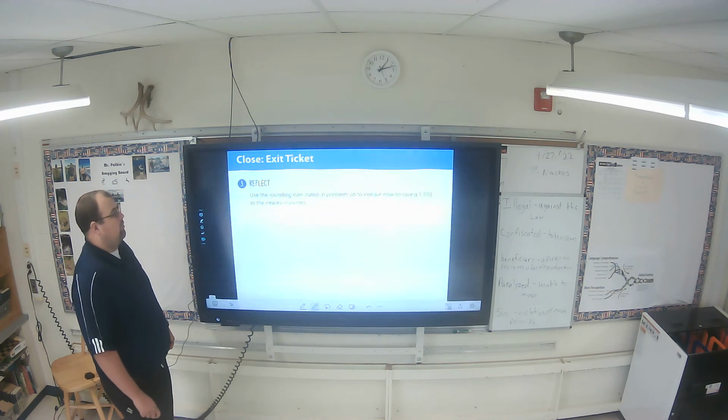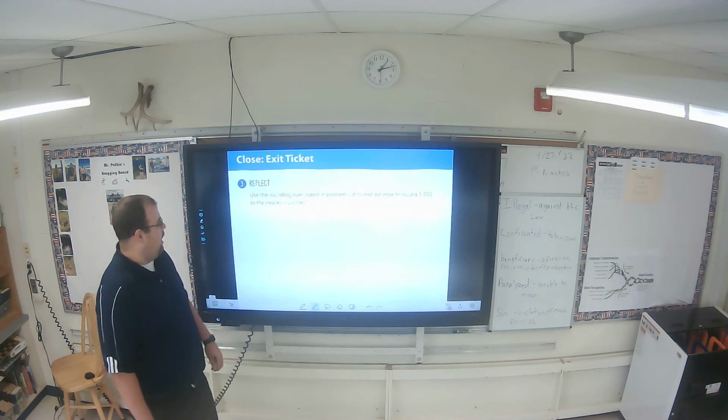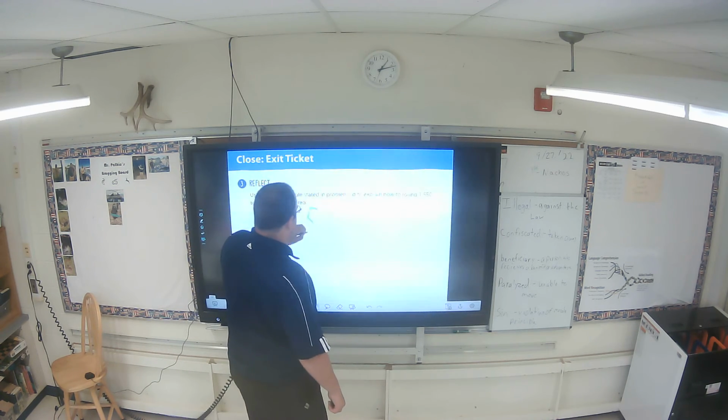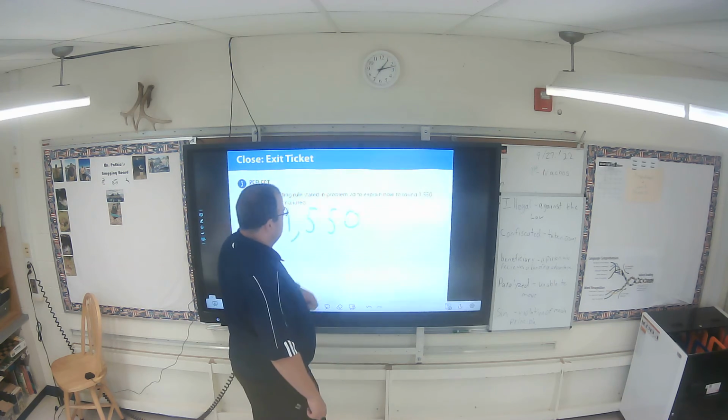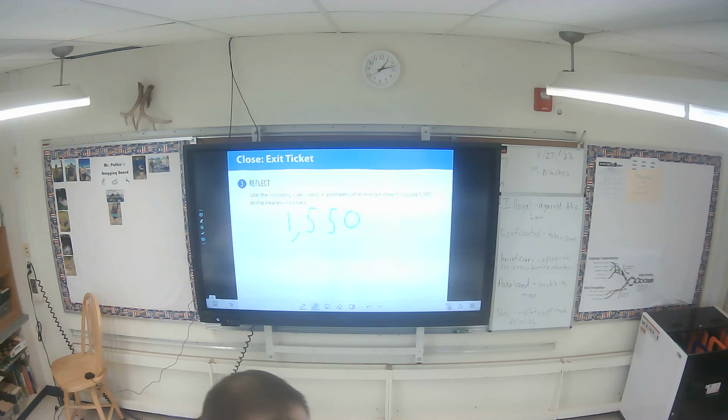Using the rounding rule stated in problem 2D, explain how to round. How do we round 1,550 to the nearest hundred? So I have 1,550. How do I round this to the nearest hundred? What do I gotta do first, Spencer? Rounding to the nearest hundred.